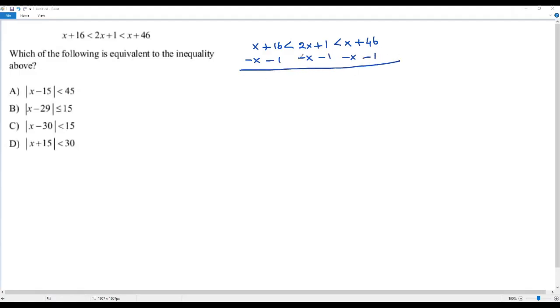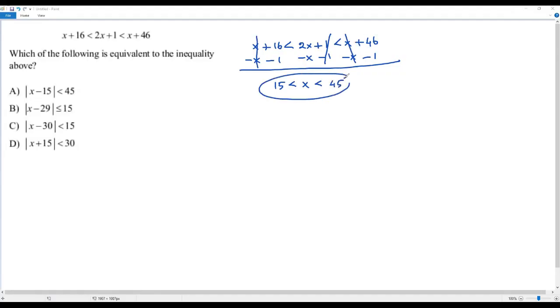Then x minus x will cancel out, x minus x will cancel out, +1 minus 1 will cancel out. When I combine +16 and -1, I am getting 15 <. When I combine +x and -1x, I am getting x <. When I combine +46 and -1, I am getting 45.